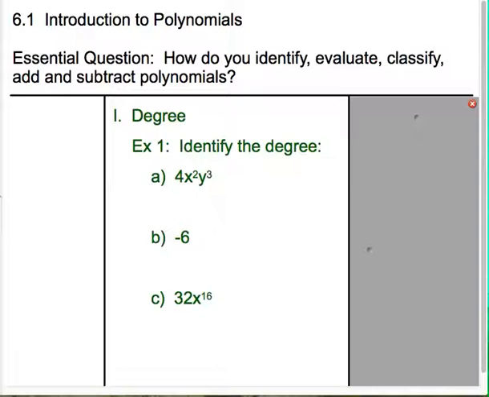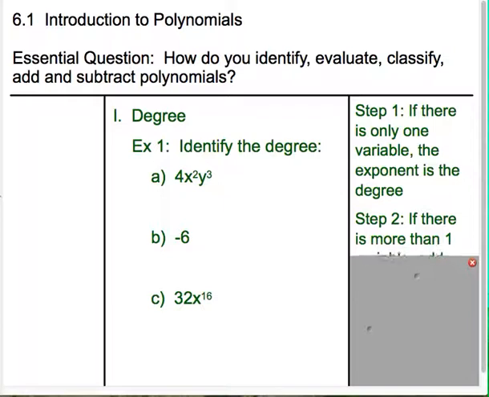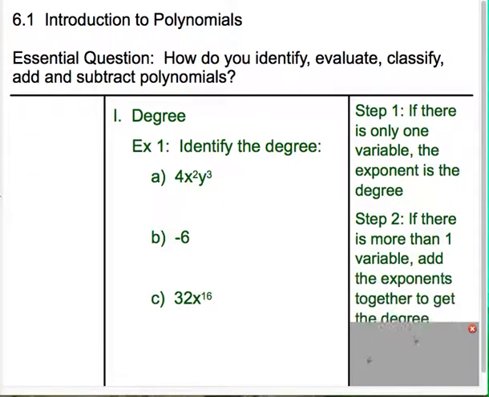All right, so the first thing we're going to be doing is identifying the degree of different monomials. So if there's only one variable, the exponent is the degree. Looking at example A, we have more than one variable, so we're going to skip to step 2. If there's more than one variable, add the exponents together. So the exponent on our x is 2, exponent on our y is 3, so the degree of our monomial is 5.